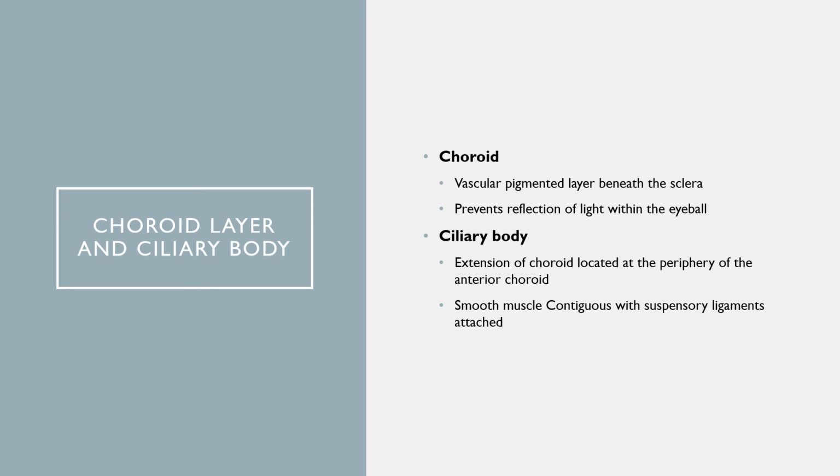All right, the choroid is a vascular pigmented layer beneath the sclera. It prevents reflection of light within the eyeball. And the ciliary body is an extension of the choroid. It's located at the periphery of the anterior choroid. It has smooth muscle that's contiguous with the suspensory ligaments that are attached.